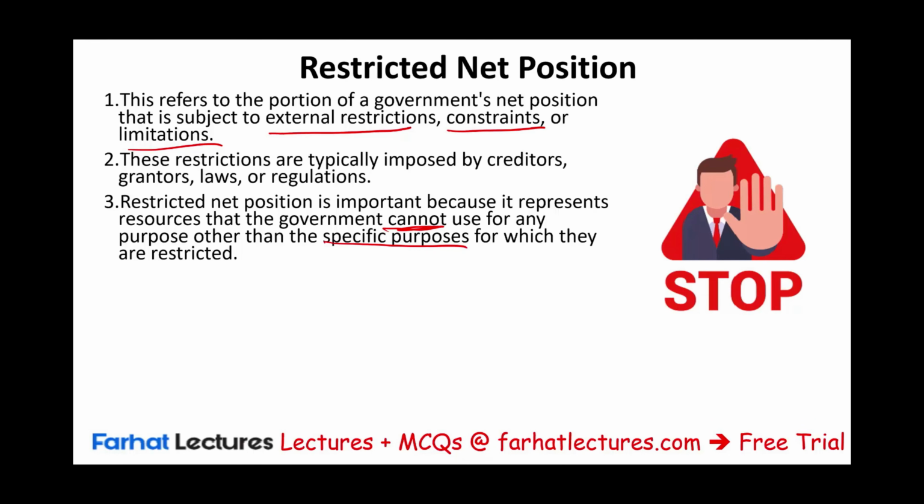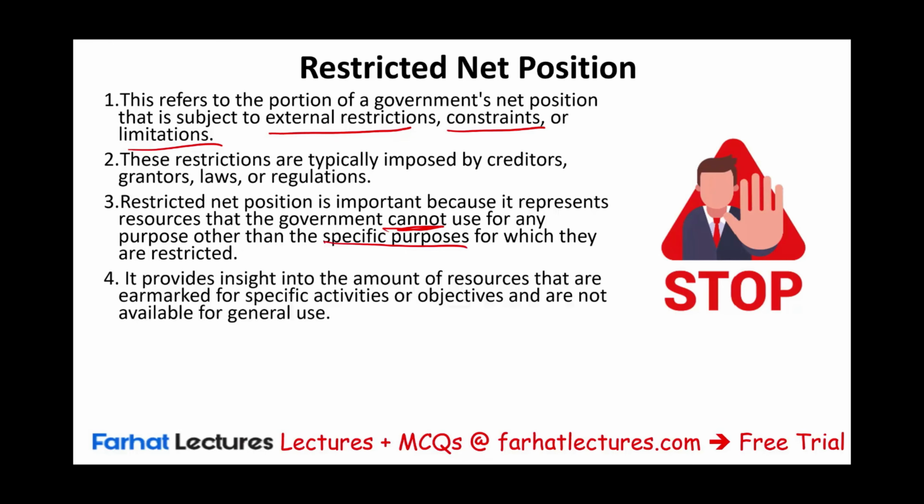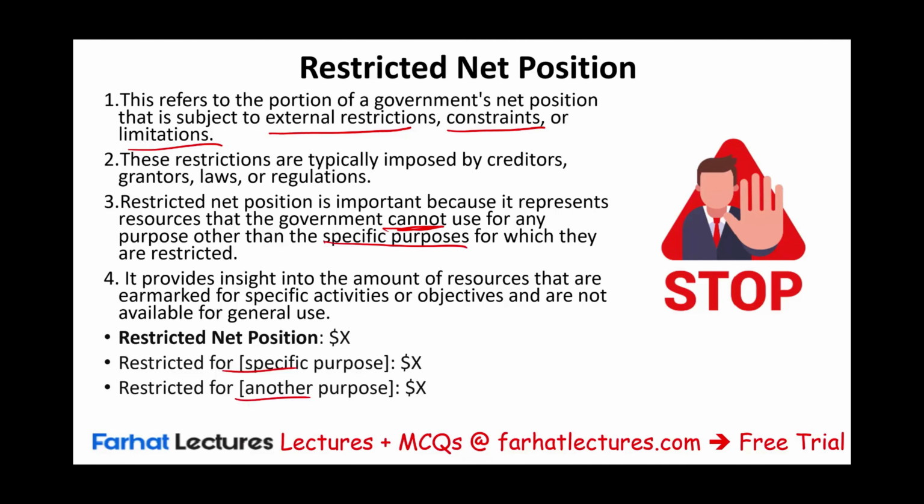So why do we do this? It gives you a picture, an insight into the amount of resources that are earmarked for specific activities or an objective. Therefore, politicians can't use them for something else. So for example, on the balance sheet, you'll have the restricted net position, and you'll have many restricted items. We'll look at an example.